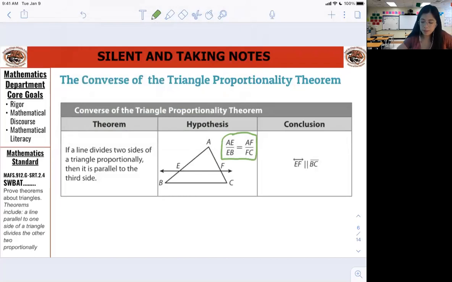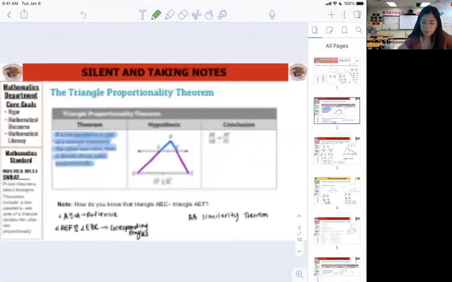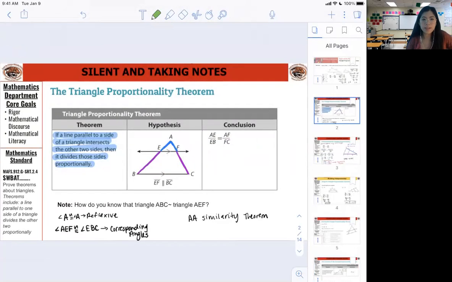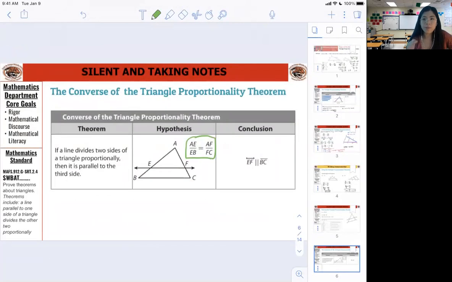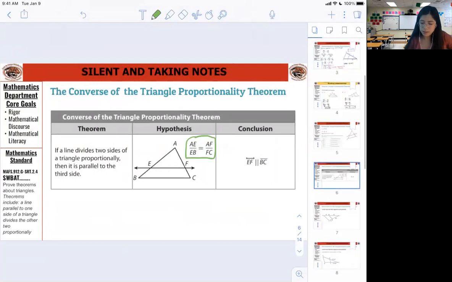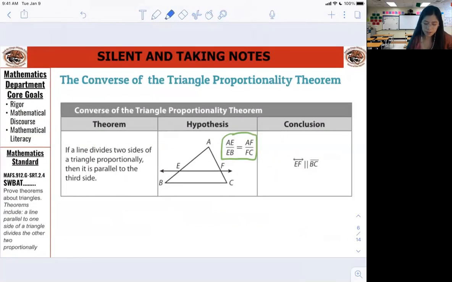So remember, it's the opposite of what we looked at before. This was telling us if the sides are parallel, then it is proportional. This one's saying if it is proportional, then the lines are parallel. So it kind of takes the statement and you can say it backwards. So go ahead and take about a minute or two to just write this converse theorem down in your notebook.